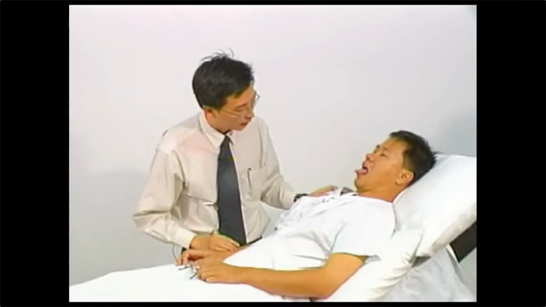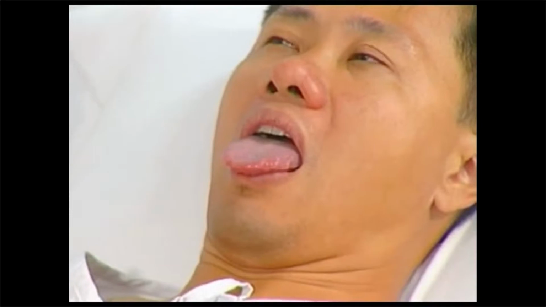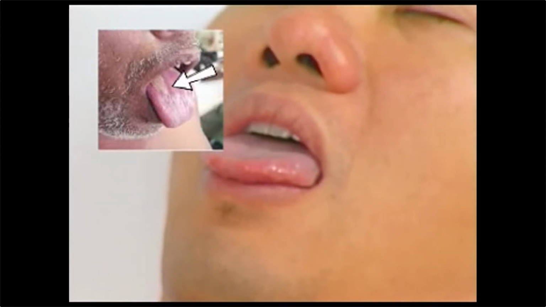Next, I'd like to look at the mouth. Stick out your tongue. I look at the tongue and the mucous membrane to look for evidence of central cyanosis. By the way, I can look for peripheral cyanosis here too. Central cyanosis will be a stronger indication of the seriousness of hypoxia.